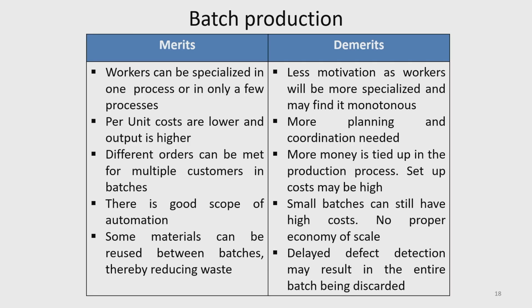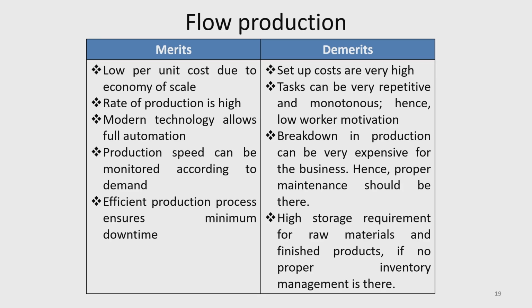In job production, one person might have been given one product and he can point out the defect, so that in the second job you don't repeat it. In flow production, the merits are low per unit cost due to economy of scale, high rate of production, modern technology allows full automation, production speed can be monitored according to demand, and an efficient production process ensures minimum downtime.